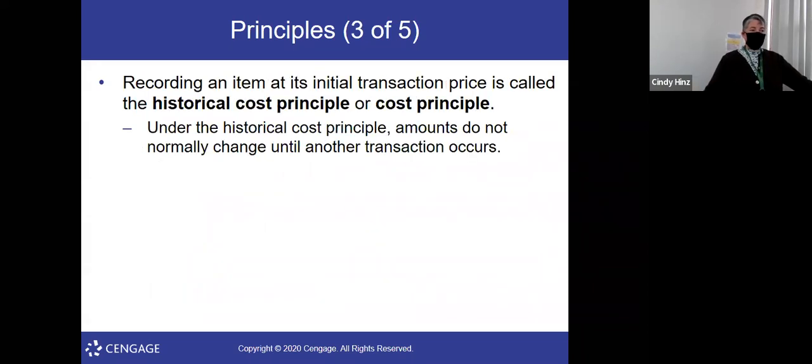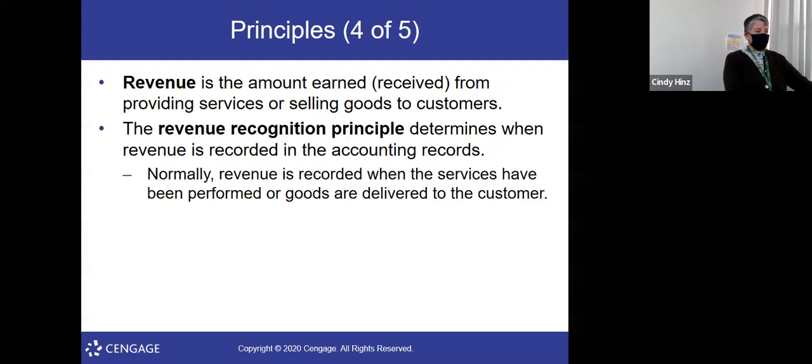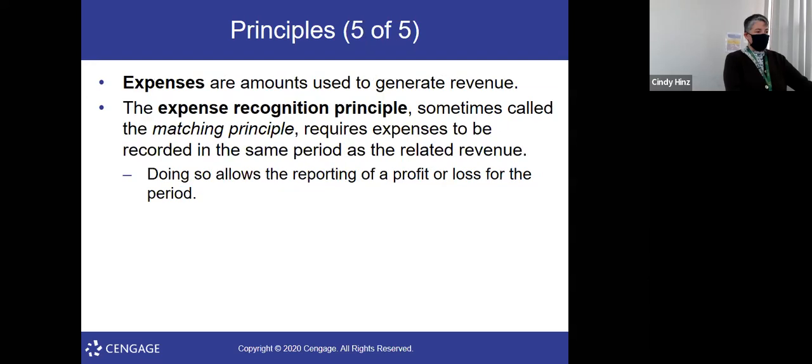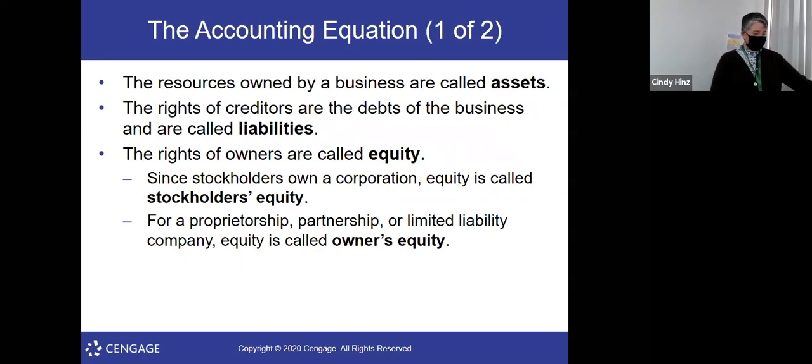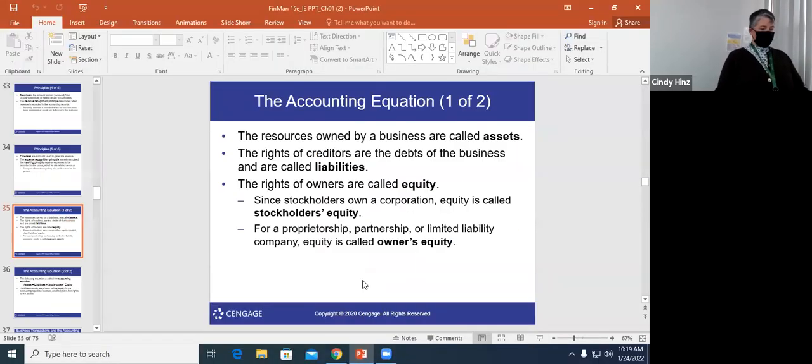The historical cost principle means that we are going to record things basically at what we paid for them. We're not trying to value them based on current market conditions, but we record things in our accounting records at what we paid for them. And that amount is generally not going to change throughout the life of the asset. We'll get to revenue and expense recognition in chapter 3, as I said.